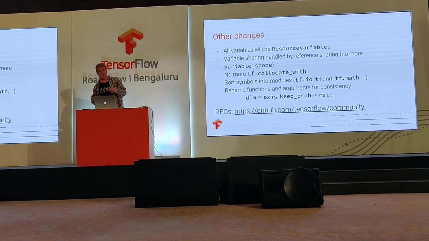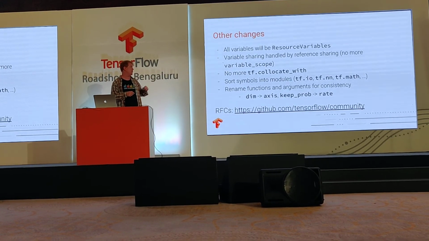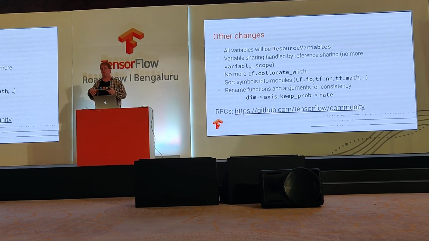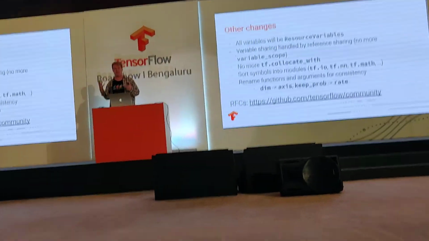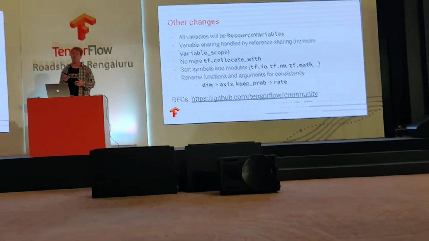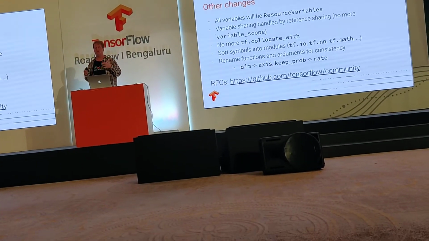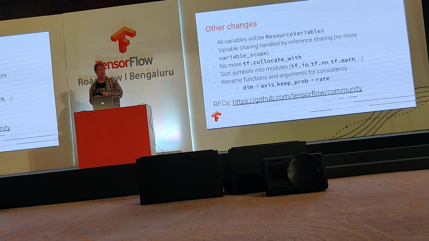So just a scattering of other changes: they're going to be resource variables. Like I said, all variables are going to be resource variables. Rather than having variable scopes to keep track of all your variable names, we're going to instead just use Python references. This will also make it much easier to figure out what's going on. I don't know about you, but you keep adding stuff to your graph by accident and you accidentally save it. This is going to be better.